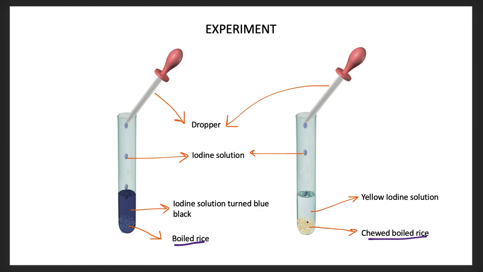And why is this boiled rice sugar? Because we have already chewed it, and while chewing, saliva gets mixed with the food, due to which the starch breaks into sugars. So that's why the iodine solution becomes yellow. So this is an experiment you should all try. It's going to be very fun.